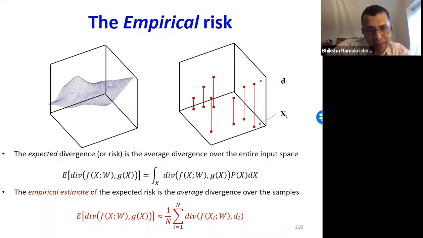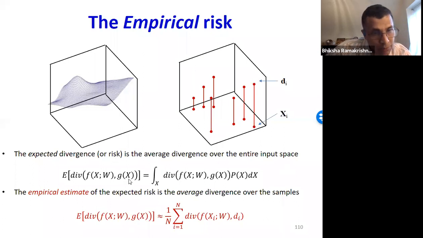The average length of the line, the average divergence, is what we will call the empirical risk. So this term over here, the expected divergence, is what we call the risk. We would like to minimize the risk. We would like to find the parameters W that minimize the risk.